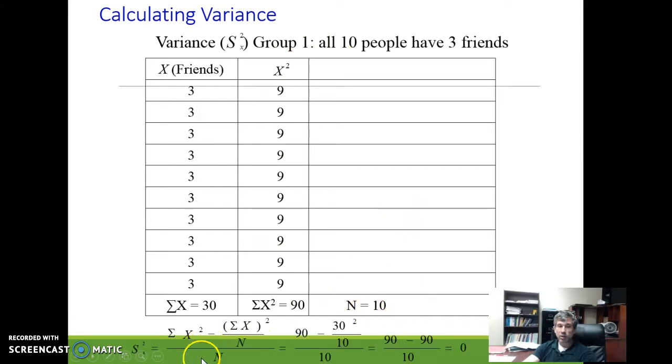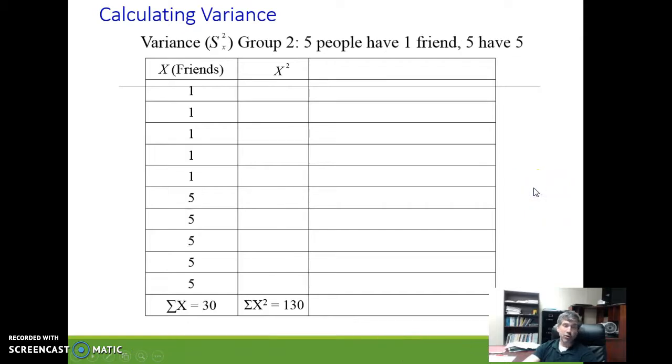So here's what that looks like in our variance formula, our computational formula. Sigma x squared, all the scores squared and then added up, goes here on the left side of the numerator. Sigma x, all the scores added up, is going to be squared over here on the right side of the numerator, and then that's going to be divided by the number of scores. And here again, 30 squared is 900, divided by 10 is 90. 90 minus 90 is 0. We have no variance present here.